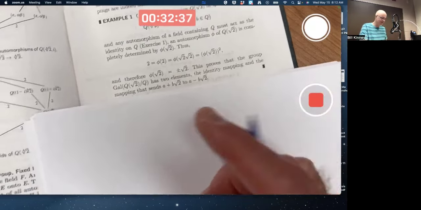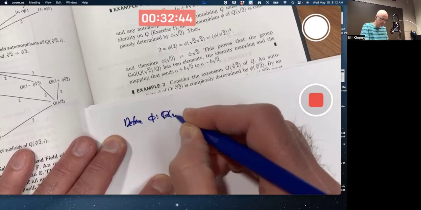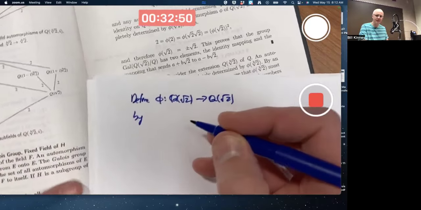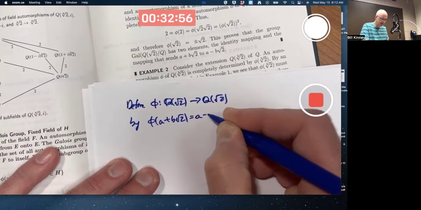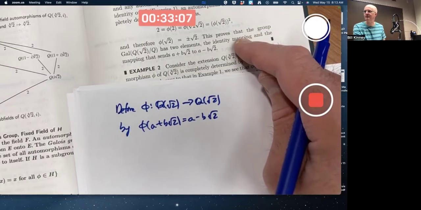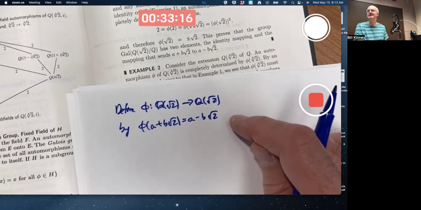Is that hard to prove? Define phi from Q of root 2 to Q of root 2, that field extension of Q, by the equation phi of a plus b root 2 equals a minus b root 2. In saying this proves this, the author is expecting you to fill in some details. What kind of details? Well, is this function one-to-one? Is it onto? Is it operation preserving? And does it fix the base field Q? Those things are all true, but technically need proof.